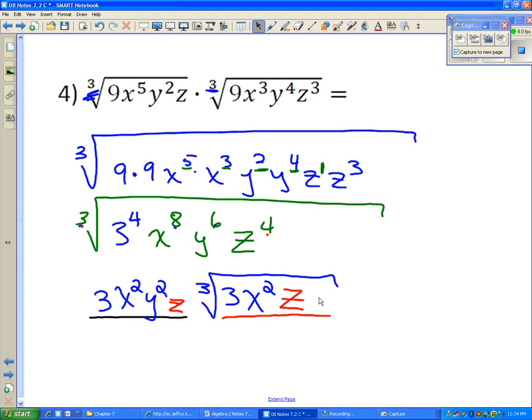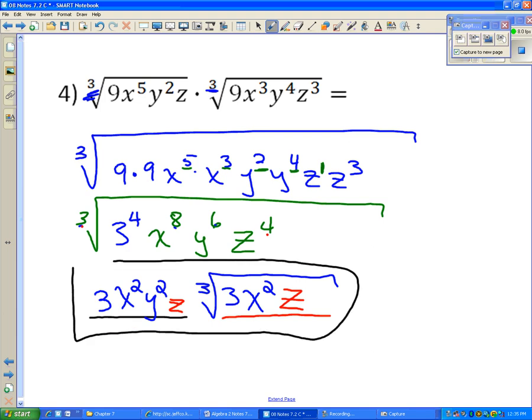Anything that's a group of 3 can come out of a cube root. Anything that's a group of 4 can come out of a fourth root. Anything that's a square, I can pull out any pairs out of a square root. That's how these problems look. That's how they work. This is my final answer.